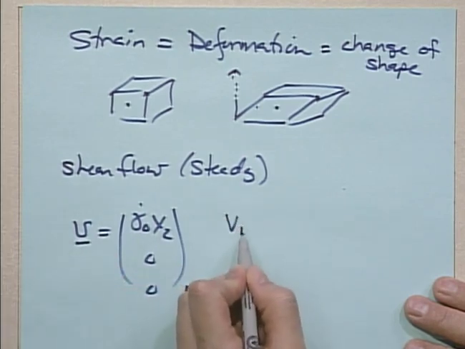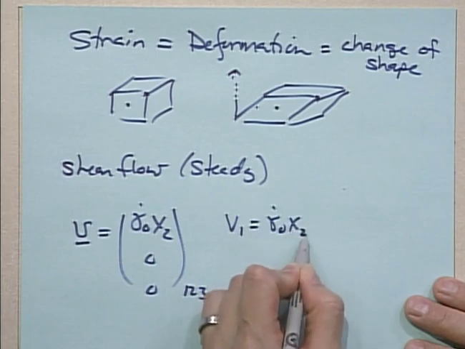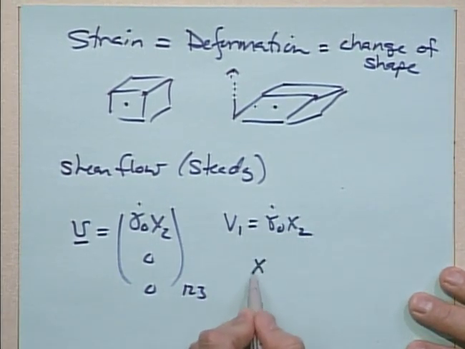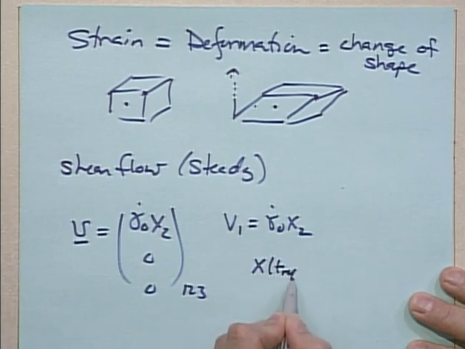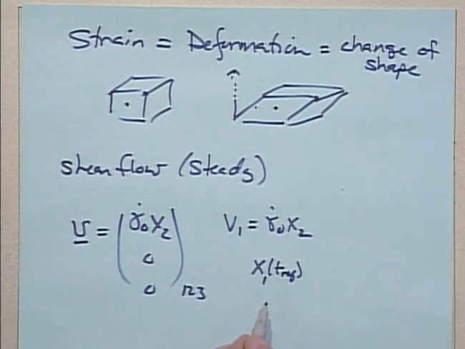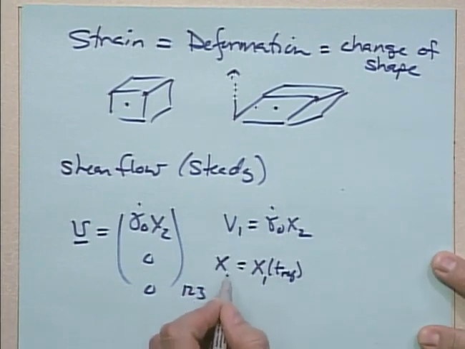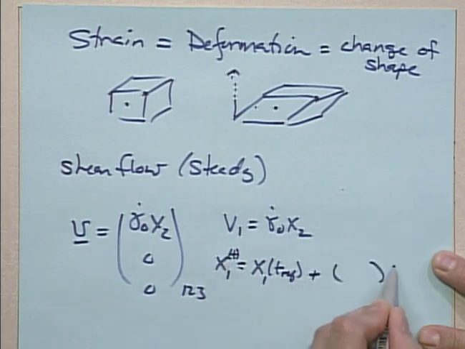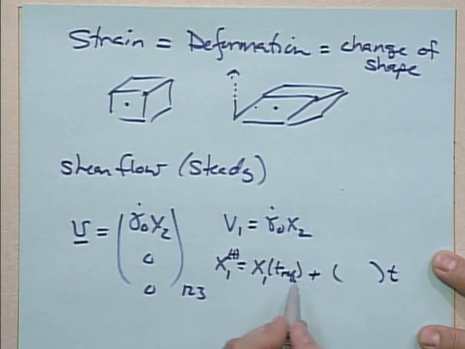That means v1 is equal to gamma dot naught x2. So if I know where a particle is at time t ref, if I know where it is in its 1 coordinate, then its position at some later time t is where it started plus the velocity times the time. It's just from physics: position is equal to initial location plus velocity times time.